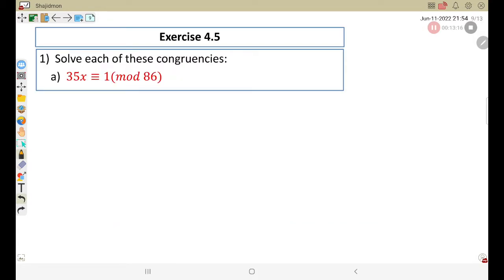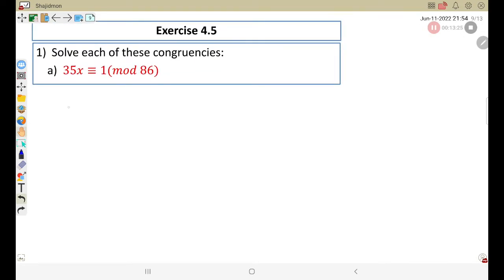Okay, let's start one question so that you can understand. So this is the question. Solve the linear congruence, correct? Solve means we need to find what the x number is, x equal to how much. So solve the congruence 35x congruent to 1 mod 86.